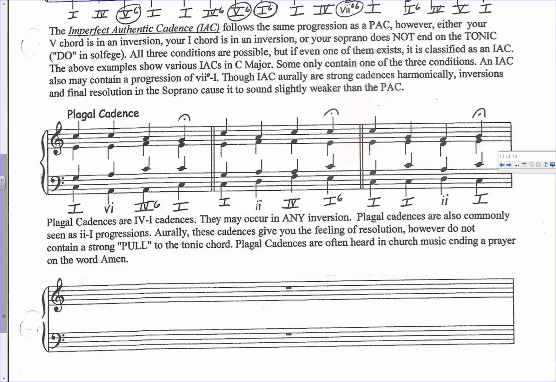Plagal cadences are often heard in church music, ending a prayer on the word Amen. In the first measure, our Plagal cadence occurs on the last 2 chords, with a 4 chord in first inversion, followed by a 1. It's still considered to be Plagal. Listen to the first measure and see if you can hear the Amen of the Plagal cadence.